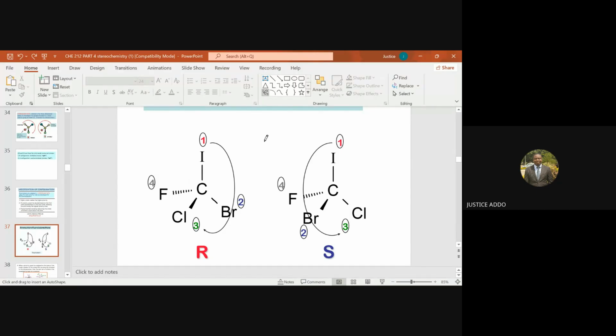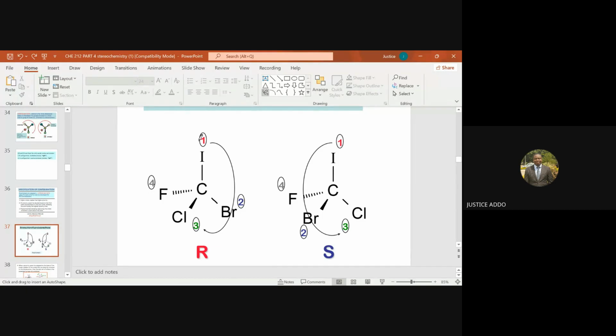Iodine is 127, bromine is 80, chlorine is 35.5, fluorine is 19. So definitely iodine, which is 127, is the group with the highest weight. So that is given the highest priority, and the highest priority we denote by the number 1. Then bromine is next, 80, so 2. Chlorine, 35.5, 3. And then fluorine, which is 19, 4.